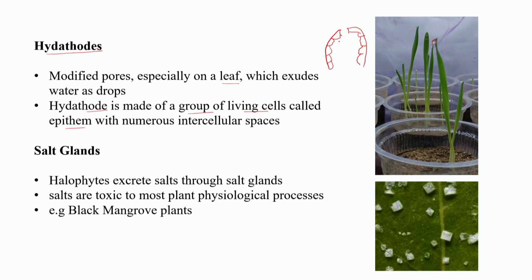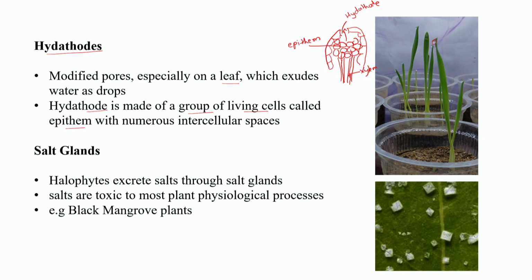Outer epidermis is there. Now this pore and these cells which surround the hydathode are known as epithem, and these are made up of a lot of intercellular spaces. Just below these epithem you will have xylem, because water will definitely come out through this xylem, and then following the pathway of these epithem, it will be released to these pores.